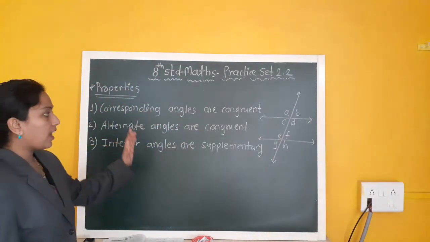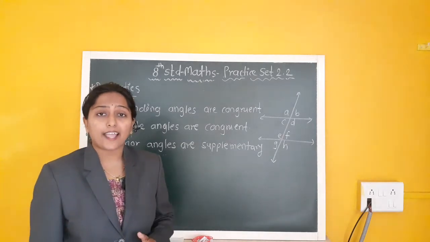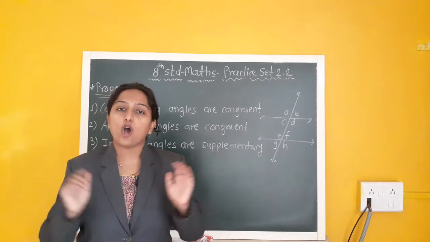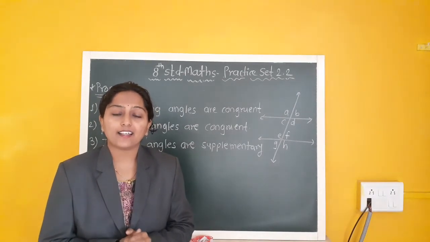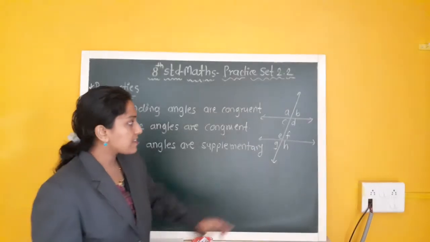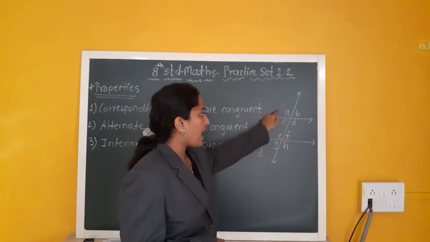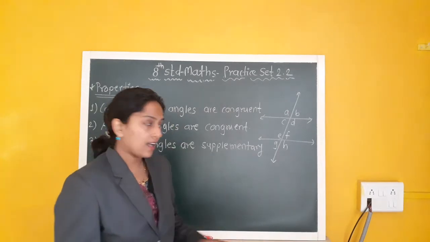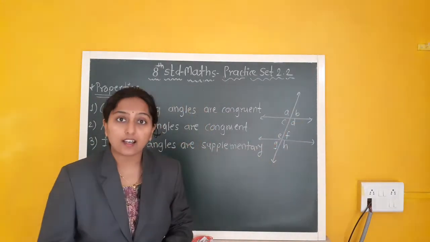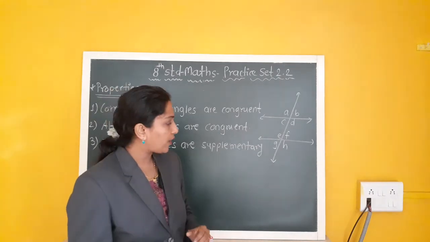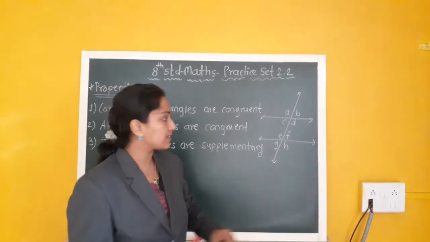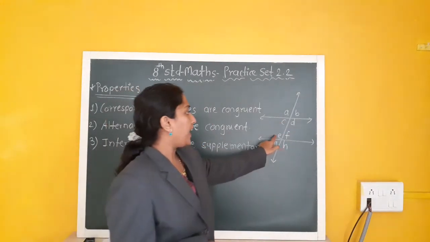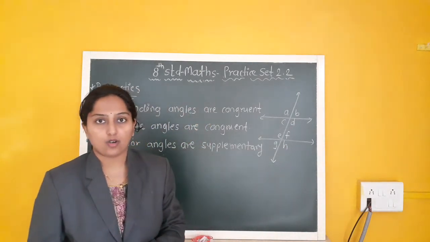Now the second property is about alternate angles. Alternate angles means the angles which are on the opposite side of the transversal and their arms are also showing the opposite direction. These alternate angles are also congruent. Here A and H are the exterior alternate angles, that's why A and H are congruent. Another pair, B and G, are also congruent. Now we look at the alternate interior angles. C and F are also congruent. E and D are also congruent. Okay, this is the second property.